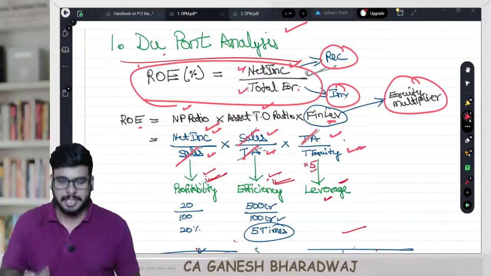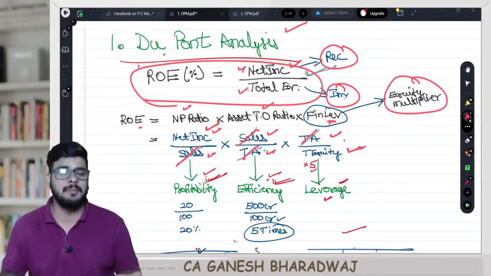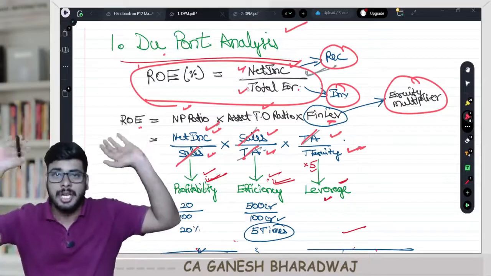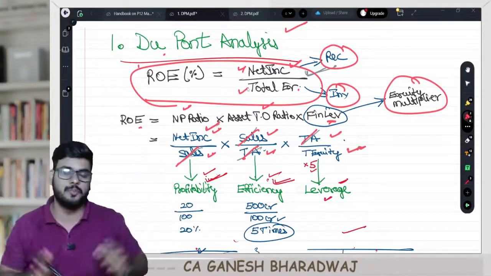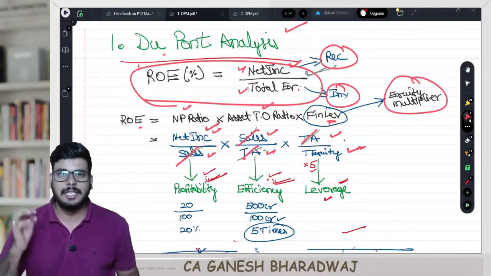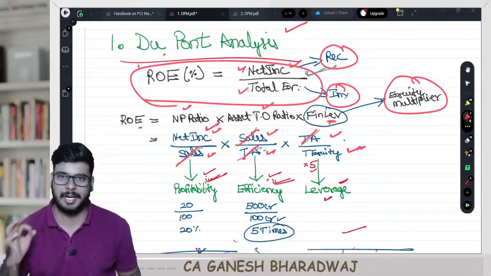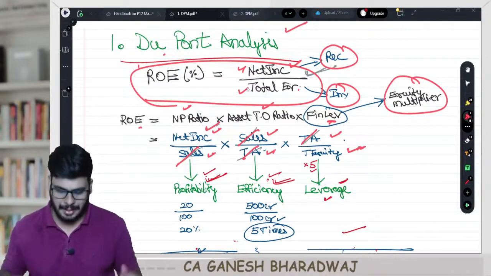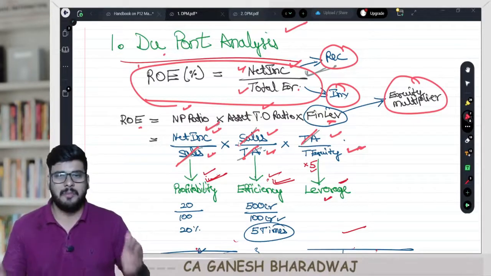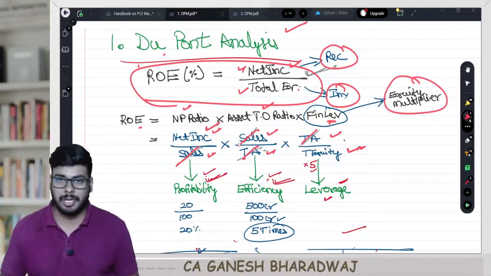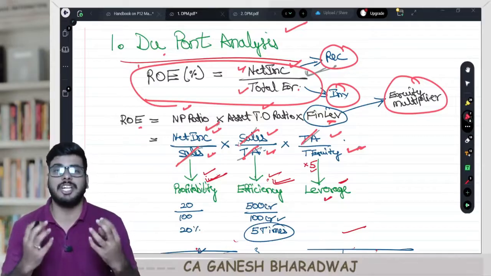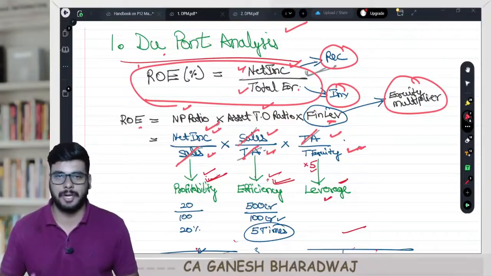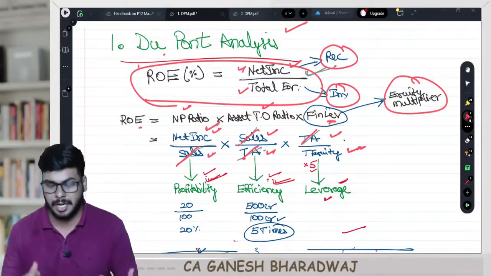Sir, what is this, sir? Cheating. You have just multiplied three figures, used mathematics and called this an invention, and you are also giving it a name called DuPont analysis. No, it's not like that. This is a beautiful analysis which has been made by DuPont Incorporation. What it is, I will tell you. Mathematically, this is how it looks, but actually, this gives you a wealth of information regarding the performance of a company. How, I will explain in a nutshell.